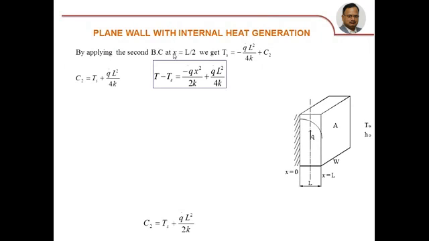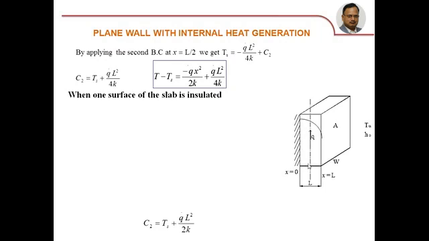And by applying the second boundary condition at x equal to L by 2, we get T equal to Ts minus q dot (L by 2) whole square, that is L square by 4k, plus C2. So C2 equal to Ts plus q dot L square by 4k. Hence, by substituting the values of C1 and C2, you get T minus Ts is equal to minus q dot x square by 2k plus q dot L square by 4k.